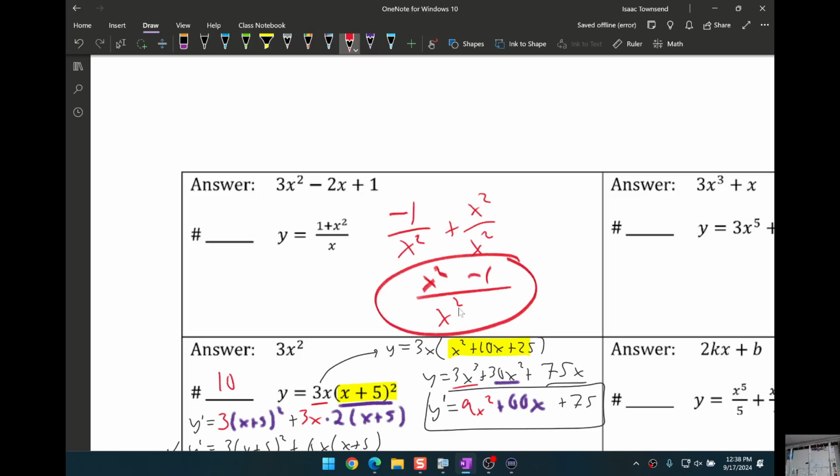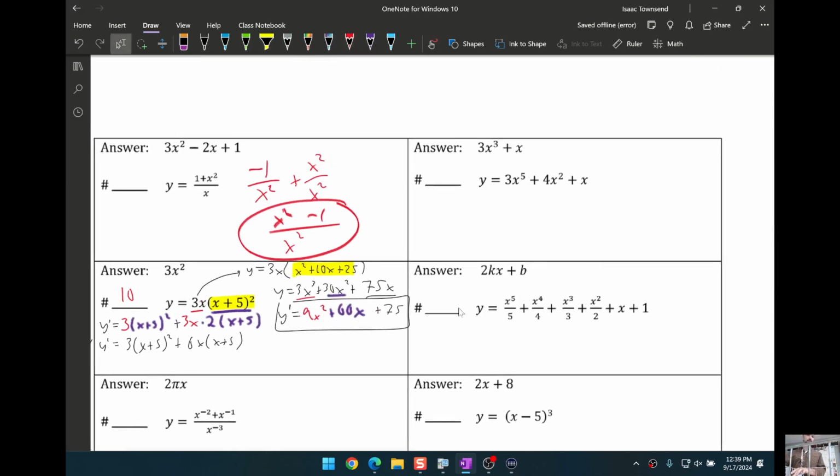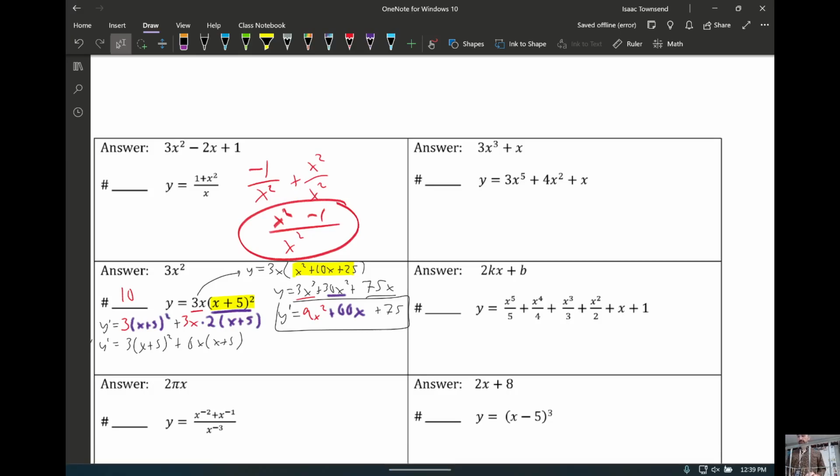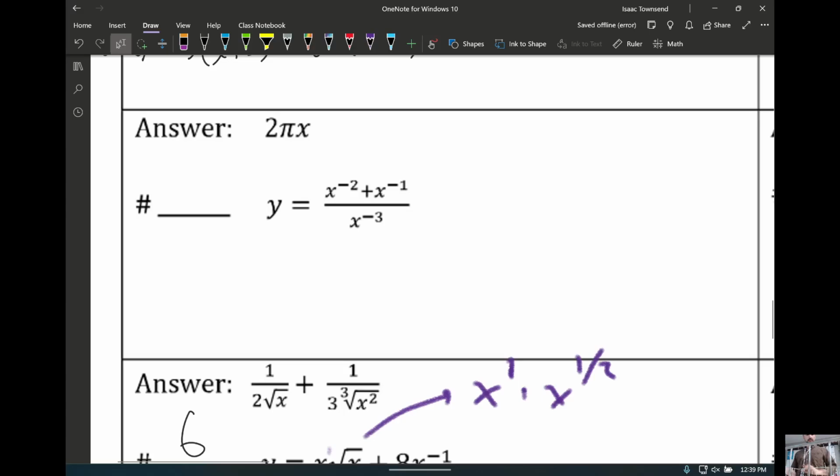Girls, y'all are done with the bookwork too? Mr. Johnson, could you do the third one in the left column on the back? What happened to my question? I asked if y'all were done with the bookwork. Okay, which one? I didn't hear which one you said. The 2 pi x. This guy? Yes. What number is that? Number 22.